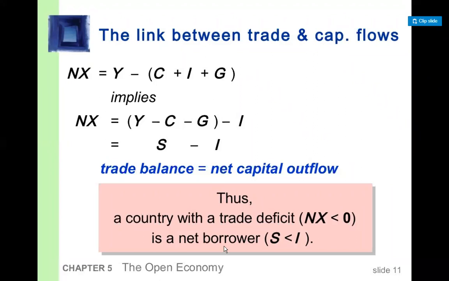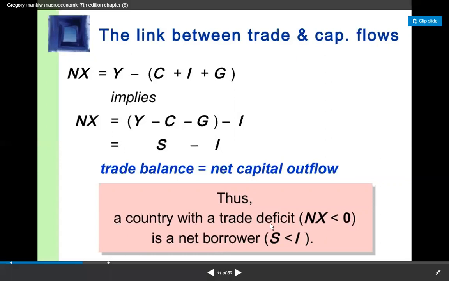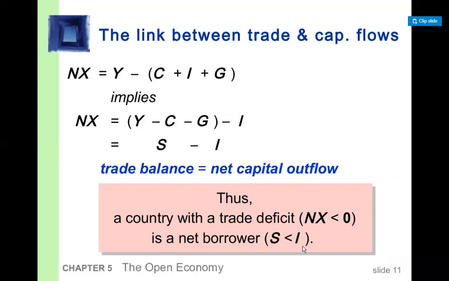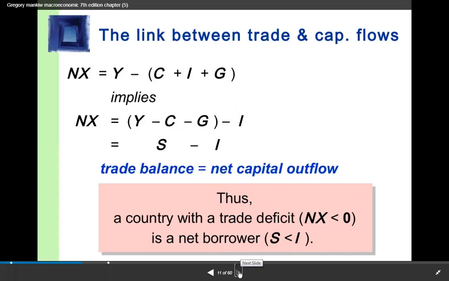So finally, a country with a trade deficit is a net borrower, but a country with a trade surplus is a net lender when saving is greater than investment. That is the point. Hopefully you understand these points. Now we are going to the next one.